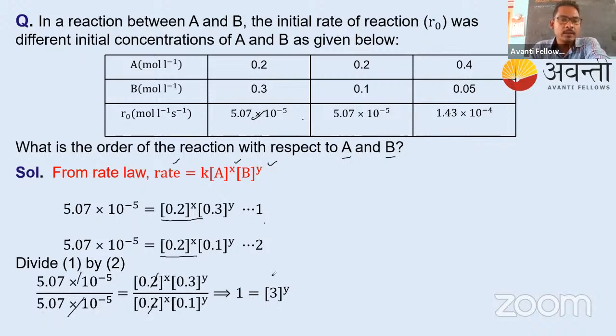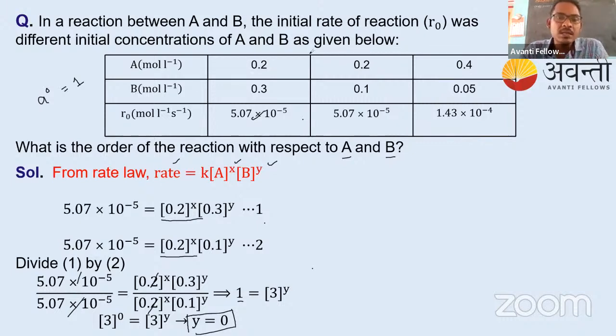So finally, we will get 1 equal to 3 to the power y, and we know that anything to the power 0 equals 1. That means because we get 1 here, y has to be 0. If you put 0 here, you will get 1. So from here we can tell the value of y equals 0. Okay, y equals 0.